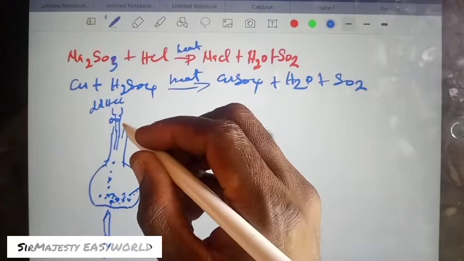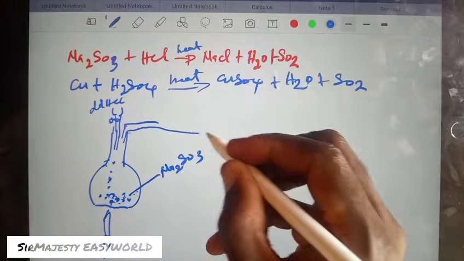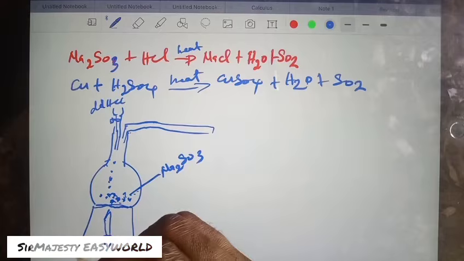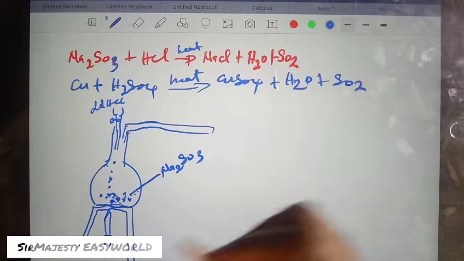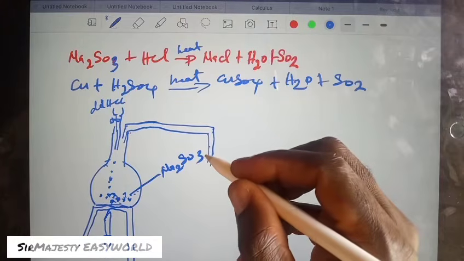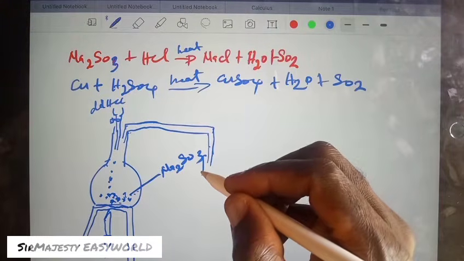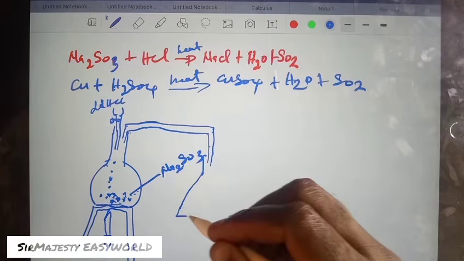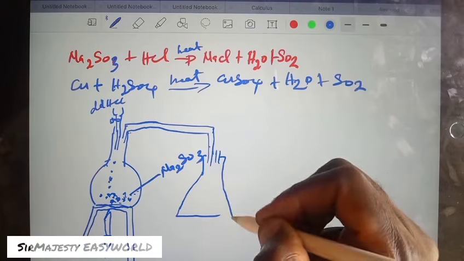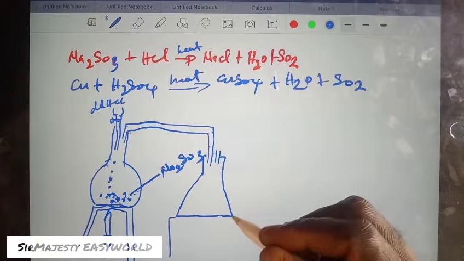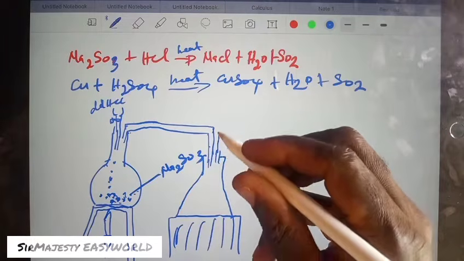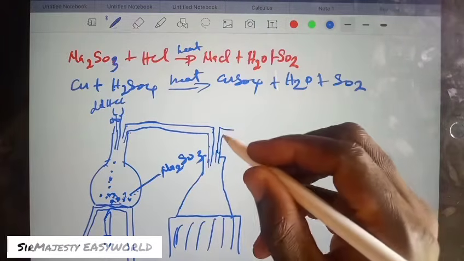Then you have a delivery tube, which further leads to, remember your retort tripod stand should be there. Then your delivery tube goes into a vessel containing conc H2SO4 for drying of the gas. This is a conical flask. There will be a support. It's not the beauty of the drawing, it's your labeling that matters.